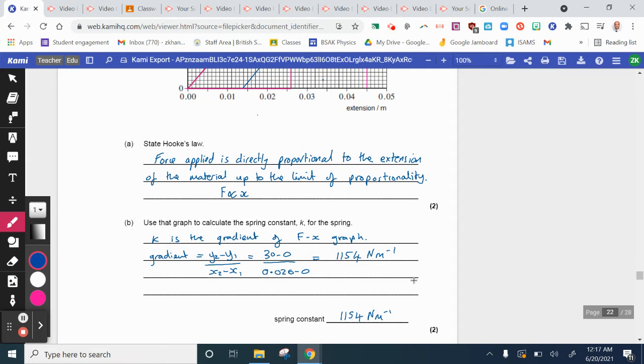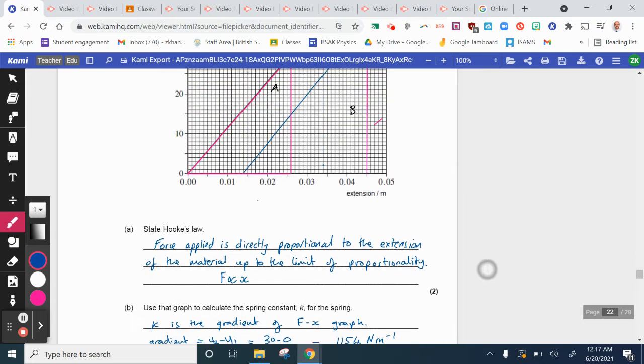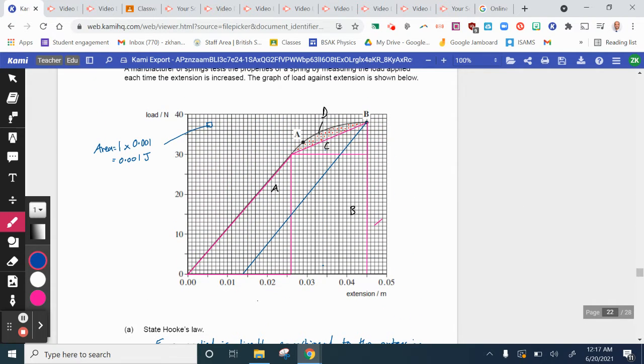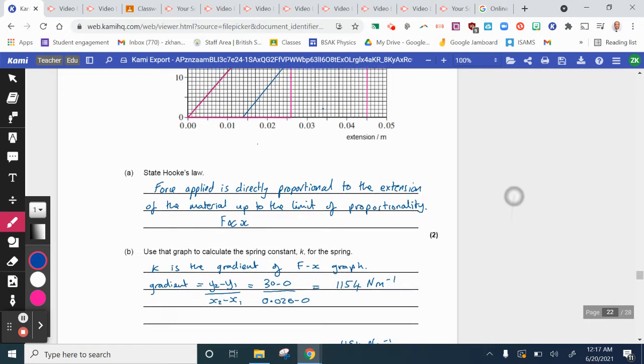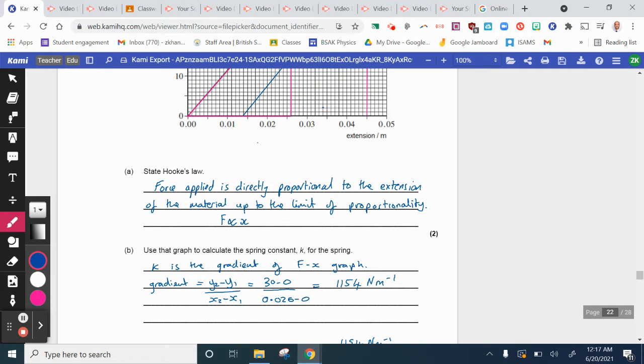Use a graph to calculate the spring constant k. So the spring constant, also known as the force constant, is the gradient of a force extension graph. So there's my triangle there. It's on the straight section of the graph. Anything that's curving off, I shouldn't use. So I'm using the straight section here. It is 30 in height and 0.026 in width. And the gradient of a force extension graph is the force constant, y2 minus y1 over x2 minus x1.